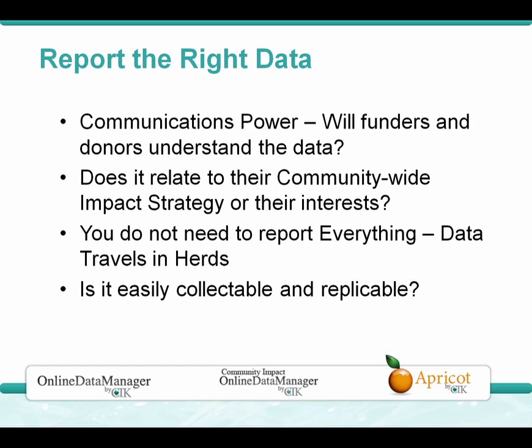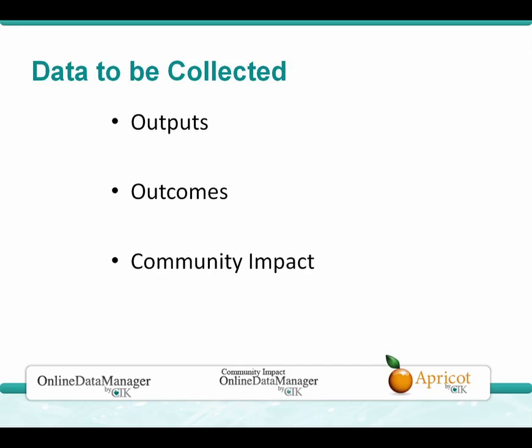And typically data travels in herds. If one or two things are going the same way, they're all going the same way. So you just have to find the lead horses and collect that data. And then finally, you have to make sure that it's easily collectible and replicable, so that we don't end up with something that's too expensive to do or too hard to find that data. So that's really kind of the key concepts around that, so that you can collect both output, outcome, and community impact data, as we call it.